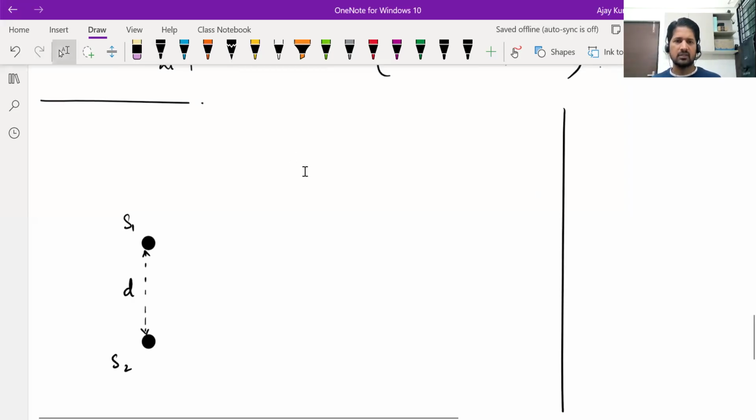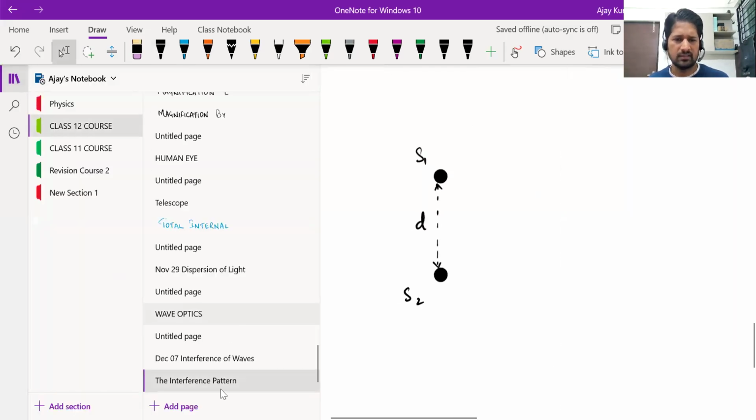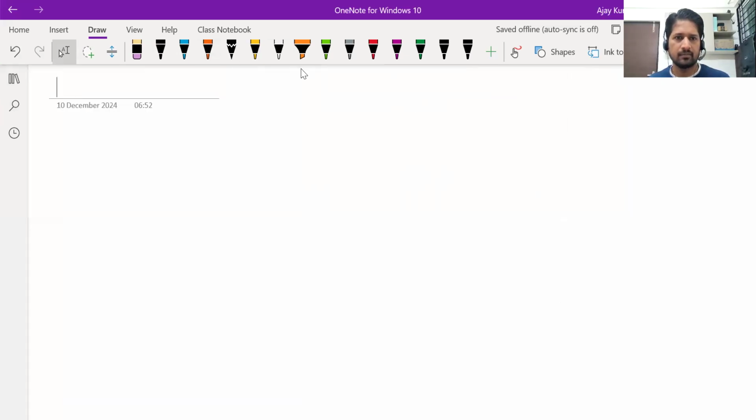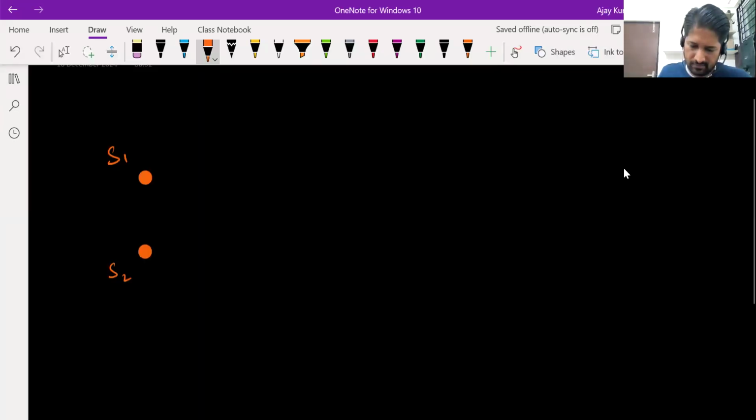Or okay, shall we use black? Just a moment. Just to understand things better, let us draw it properly. Consider two sources S1, S2 which are coherent.